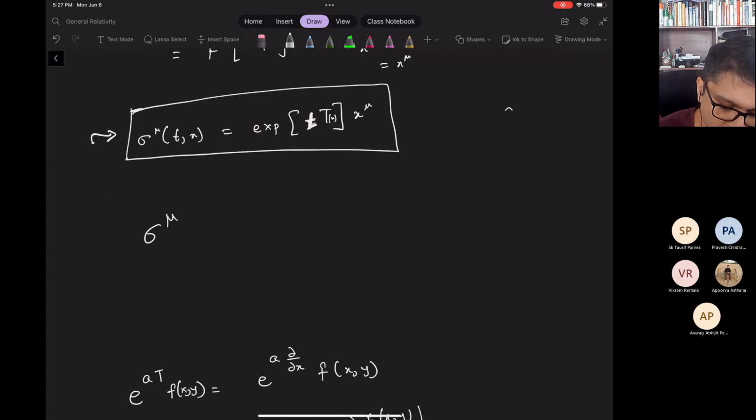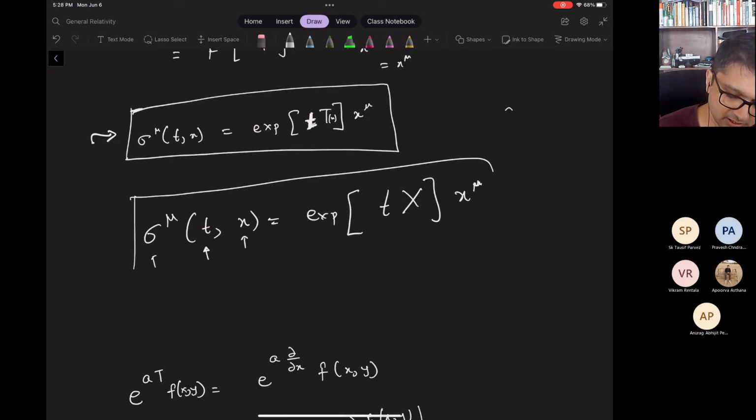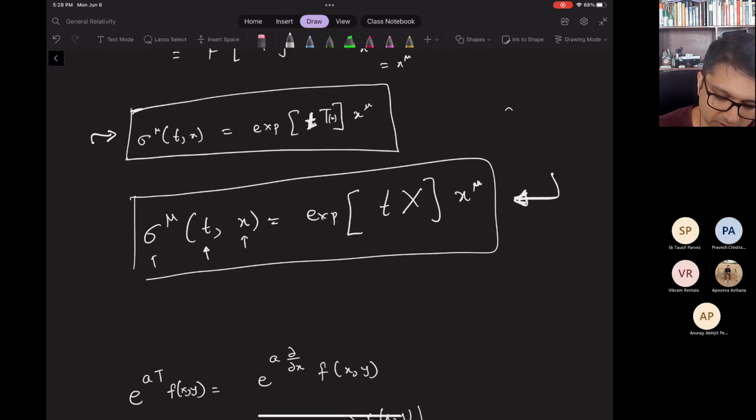If I want to know the coordinates of the point that I am at, assuming that I start at some point x, I flow by an amount t, and I want to know where I am, what are the coordinates that I'm at? Which are sigma mu tx. This we said is the exponential of tX of x, if I flow with some field X. To show this was a little bit more work from what we actually derived in the last class, but the derivation is here. We'd written down this formula, so we'll work with this formula.